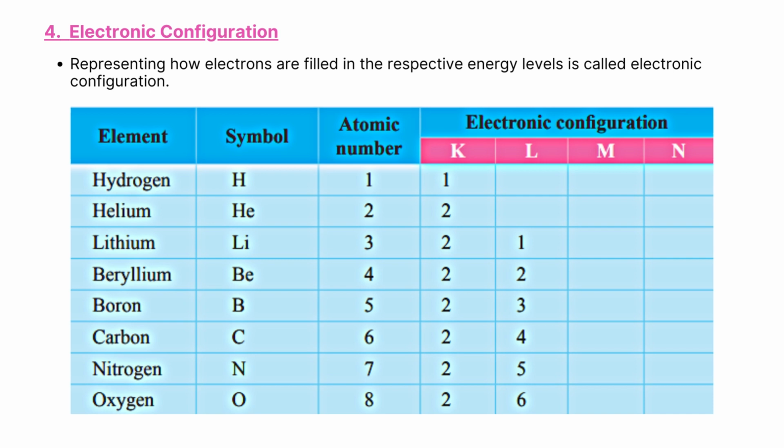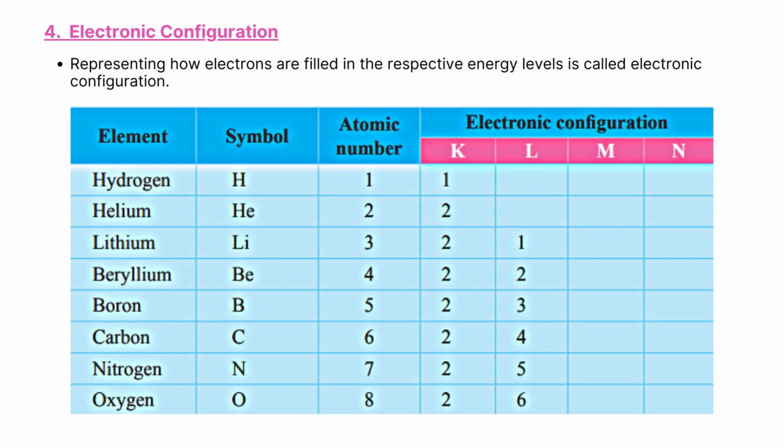So we have the first element, hydrogen. It has only 1 electron, because the atomic number is 1. So when we write the electronic configuration, the electron goes into the first shell, K. Then it is helium, it has 2 electrons. So the 2 electrons can go into the first energy level, K shell. The third element is lithium, Li, and the atomic number is 3, therefore the number of electrons is 3. The first shell will have only 2 electrons, then the next electron will have to go into the second shell. Then the electronic configuration is 2, 1.